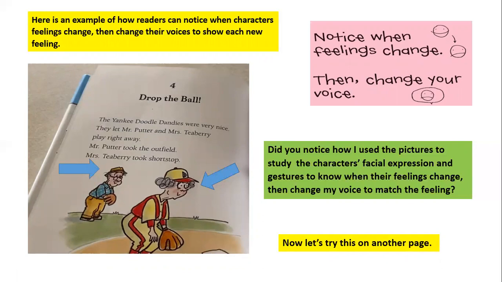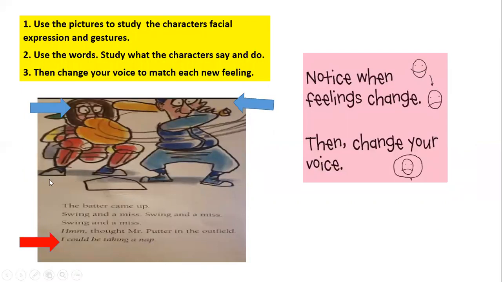Drop the ball. The Yankee Doodle Dandies were very nice. They let Mr. Potter and Mrs. Teaberry play right away. Mr. Potter took the outfield. Mrs. Teaberry took shortstop. The batter came up. Swing and a miss. Swing and a miss. Swing and a miss. Thought Mr. Potter in the outfield, I could be taking a nap.